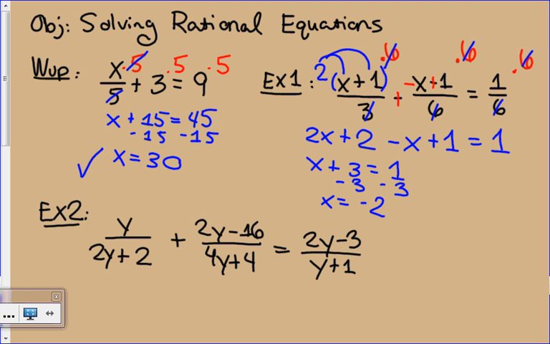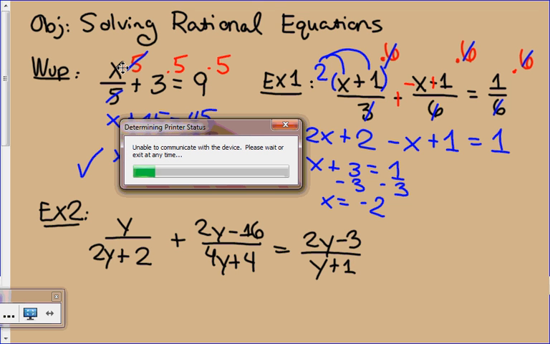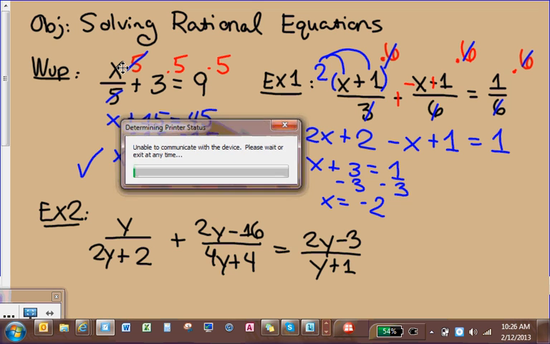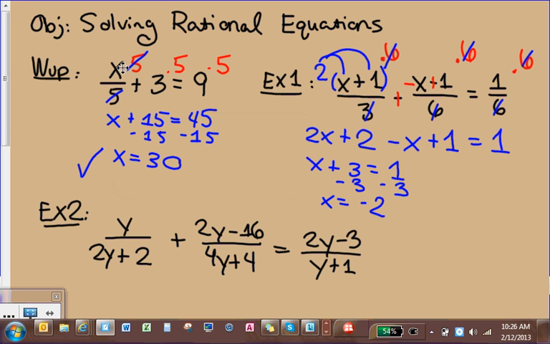Okay, so here's our answer. Do we have any restrictions that we need to work with? No. Why not in this one? I have fractions in the denominator. Perfect. No variables in the denominator, no restrictions. It doesn't matter if it's in the numerator.